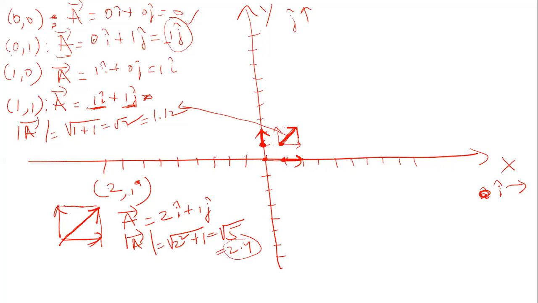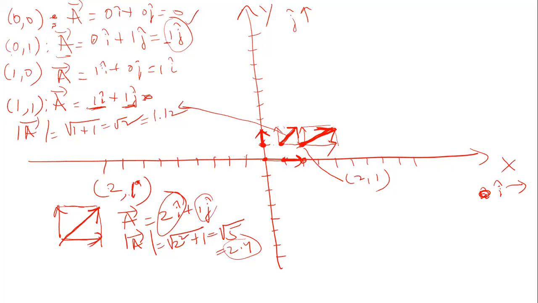The x value is 2, the y value is 1. So the point in space, the space coordinate, is this. This is your (2, 1). Out here, what you have is a 2i vector and a 1j vector. So what is the resultant at this point? The resultant vector at this point is something like this.